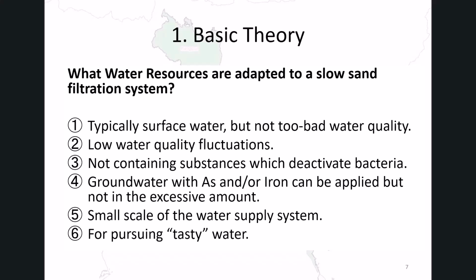Slow sand filtration is not suitable for every type of water source. It is typically utilized to surface water, but it cannot be adapted if the water quality is too bad. The raw water must have relatively stable quality and must not fluctuate too drastically in turbidity or contamination levels. Groundwater containing iron or arsenic can also be treated by slow sand filtration, but only when these substances are not present in excessive amounts.